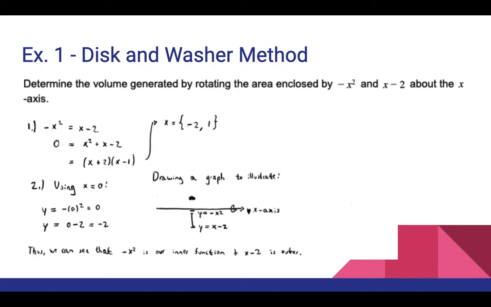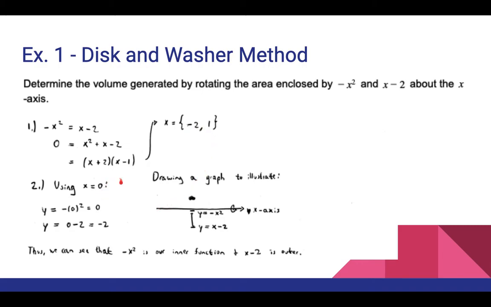So same thing as 6.4, we set negative x squared equal to x minus 2, and we solve for our x values representing the points of intersection. So we add x squared to both sides, which gives us 0 equals x squared plus x minus 2, which gives us x plus 2 times x minus 1, or x equals negative 2, x equals 1. All right? So now that gives us our bounds of integration.